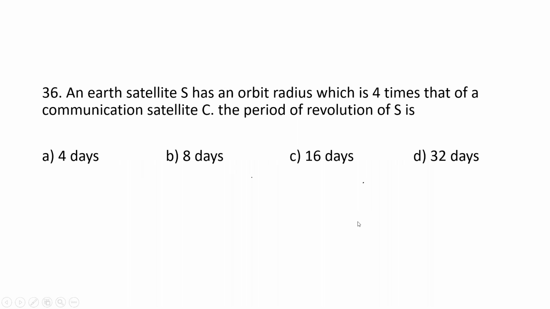Next question. An Earth satellite S has an orbit radius which is 4 times that of a communication satellite C. The time period of revolution of S is? So the Earth satellite is S, whose radius is 4 times that of the communication satellite. Then what happens to the time period? So let us calculate this one.